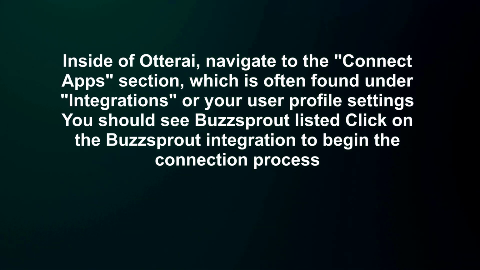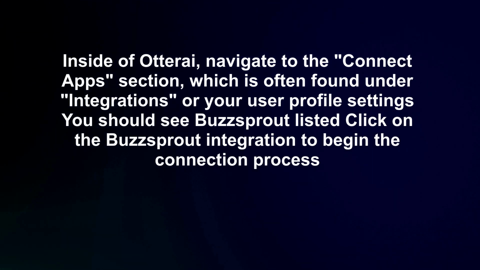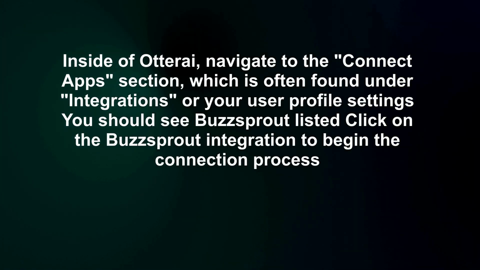Inside of Otter.ai, navigate to the Connect Apps section, which is often found under Integrations or your user profile settings. You should see Buzzsprout listed. Click on the Buzzsprout integration to begin the connection process.